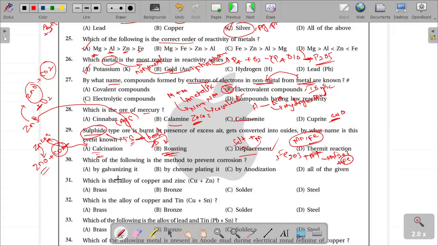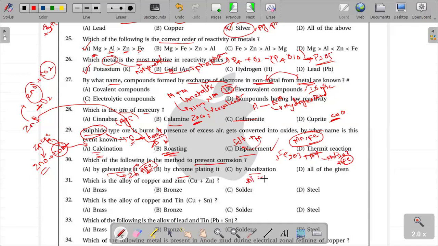And next one is the prevention methods of corrosion. How can we prevent corrosion? The first one, galvanization. By using zinc, we are going to coat the iron with zinc. Fe is a rod, and on the Fe, we are going to make a thin layer of zinc. So it is nothing but galvanization. Next, chrome plating means chromium we are going to add.